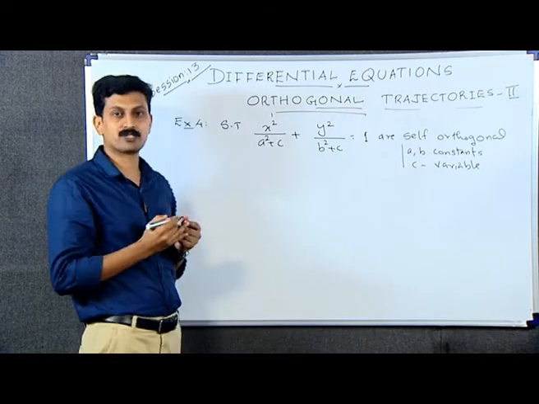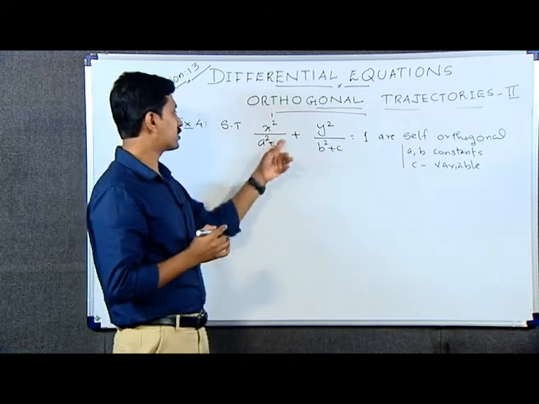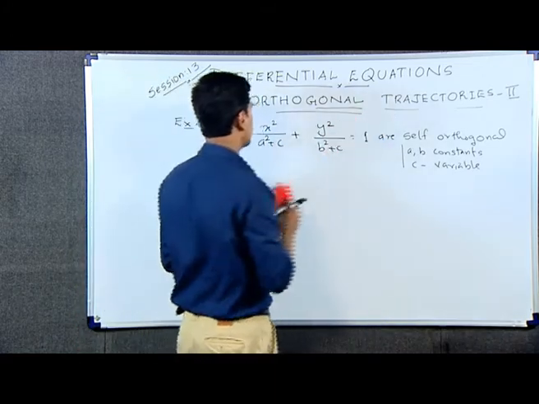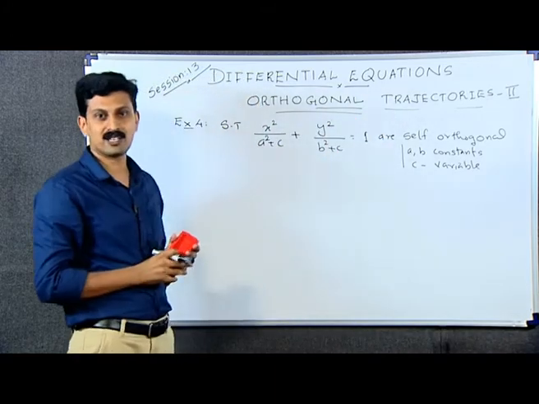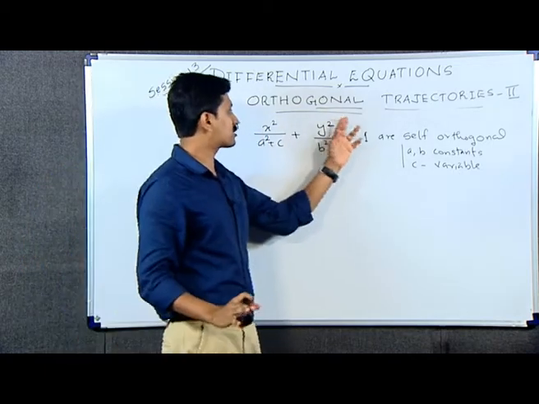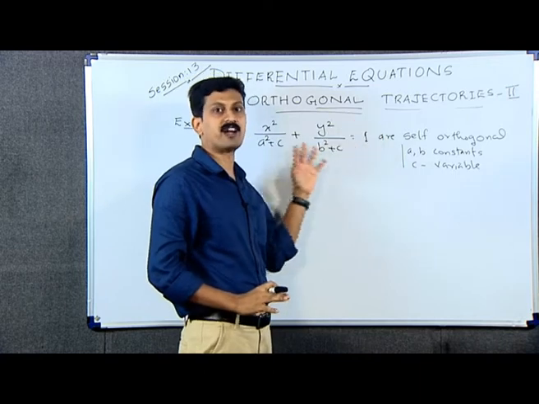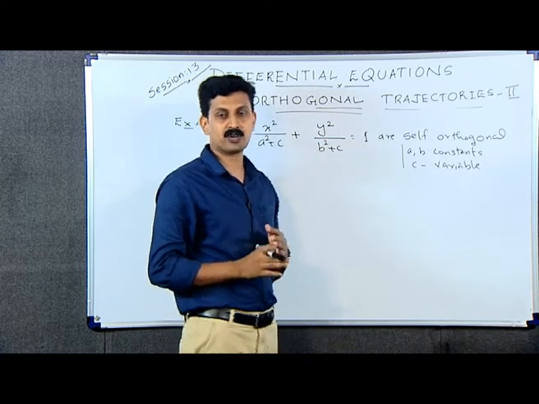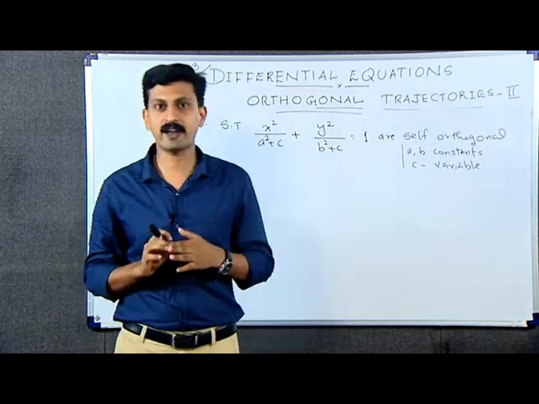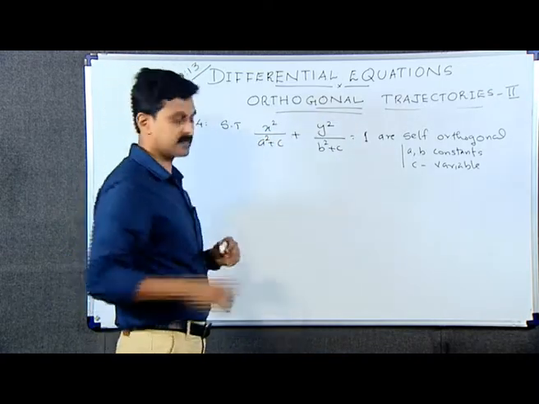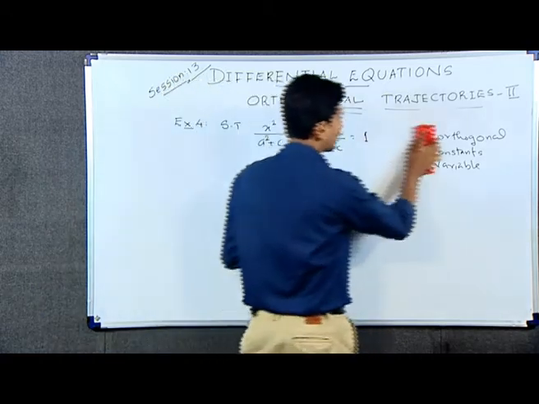See here in this question we have to show that this is an equation of ellipse. We have to show that this is self orthogonal. That means the orthogonal trajectory of this family of ellipses is the same family itself. So, it is enough to show that we can find out the differential equation corresponding to this family of ellipses. I am taking this as equation number 1.